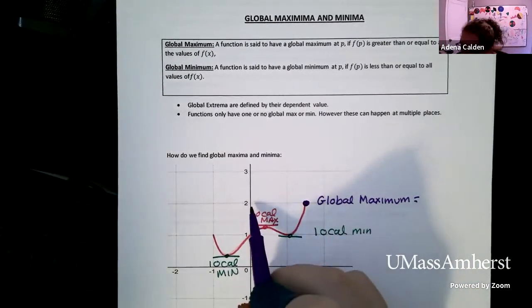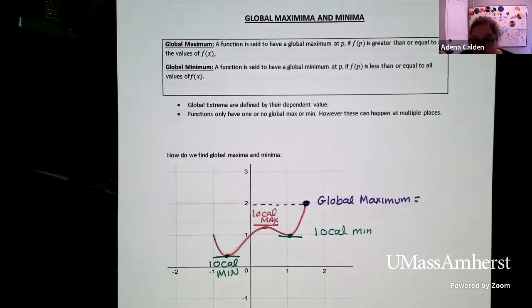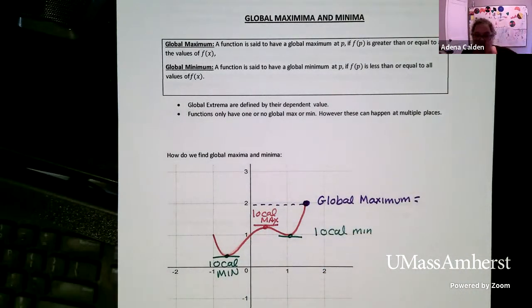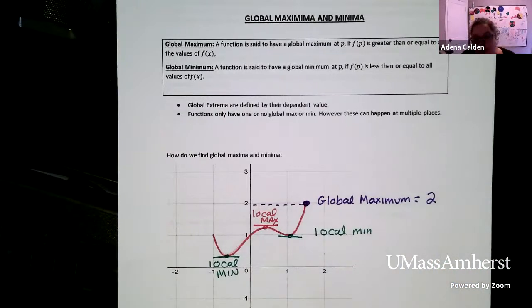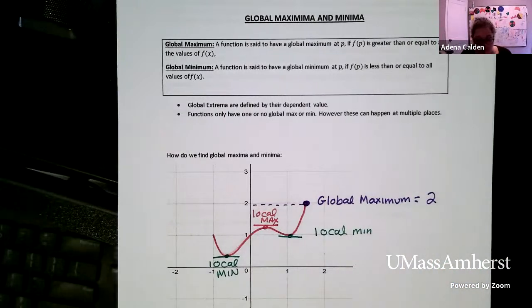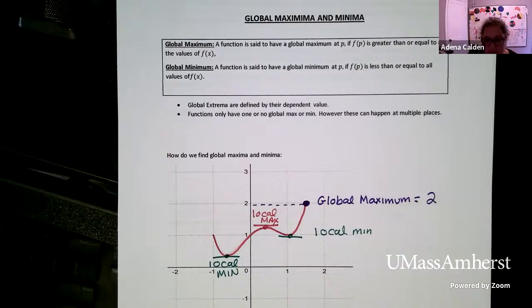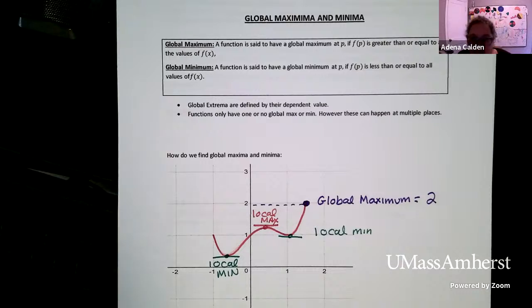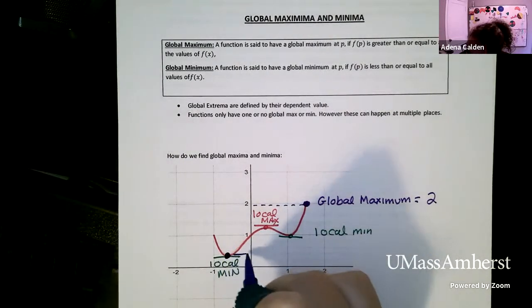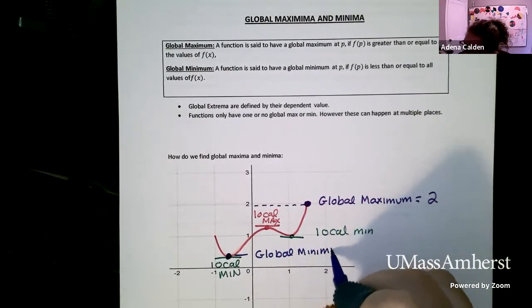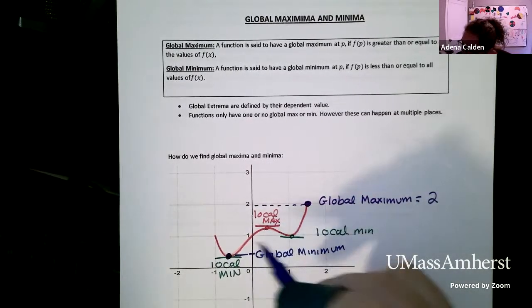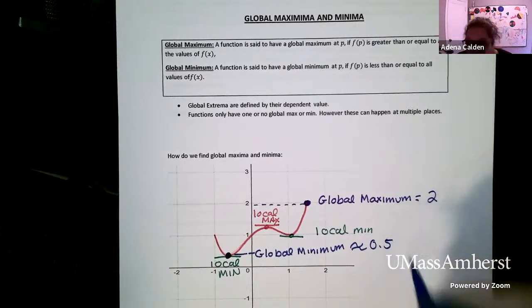The global maximum is the y value, because we're comparing higher points and lower points. So we want to know what the y value is. The global maximum here is 2. A function is said to have a global minimum at p if f of p is less than or equal to all values of f of x. Again, we look at our function and ask, is there a lowest point? Yes, it's right here. So our global minimum is the y value at approximately 0.5.